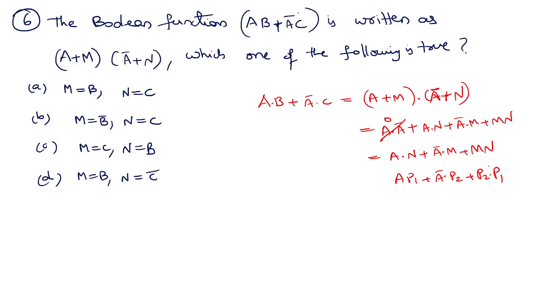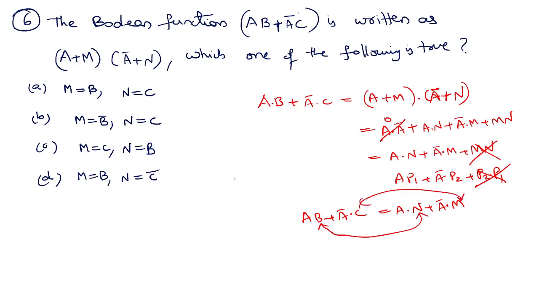Okay. So I can remove this. This is a redundant term. So this is A N plus A bar M. This is equal to AB plus A bar C. That is straight comparison of equations. B is nothing but N, C is nothing but M. C is M, B is N. So M is C, N is B. Correct?